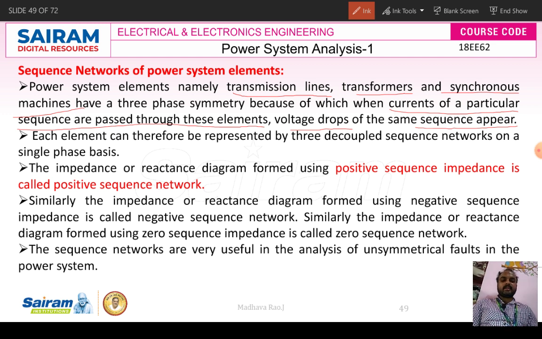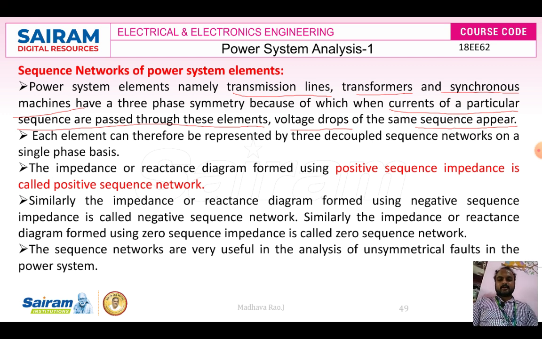The sequence networks are very useful in the analysis of unsymmetrical faults in the power system. Since faults are unsymmetrical, we cannot expect all faults to be symmetrical at a time. We may have an LG fault, LL fault or double LG fault. That is why sequence networks are very useful in analyzing unsymmetrical faults.